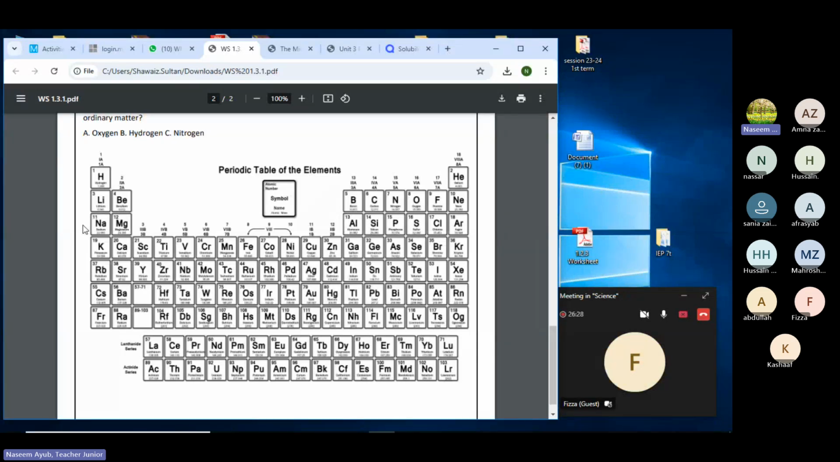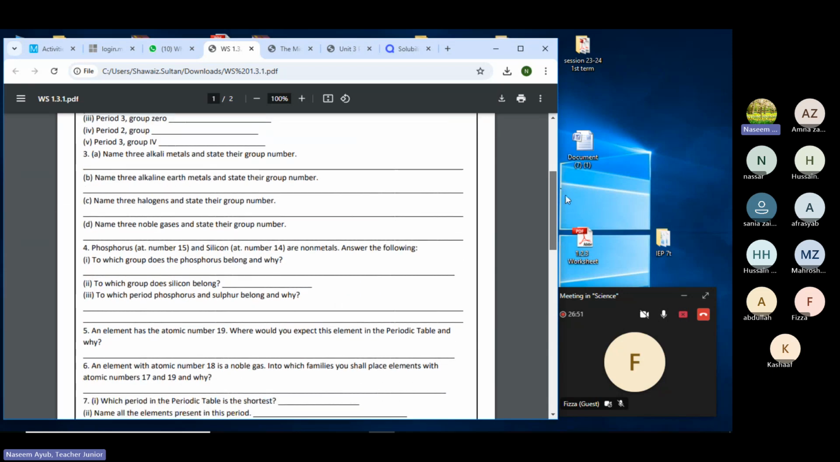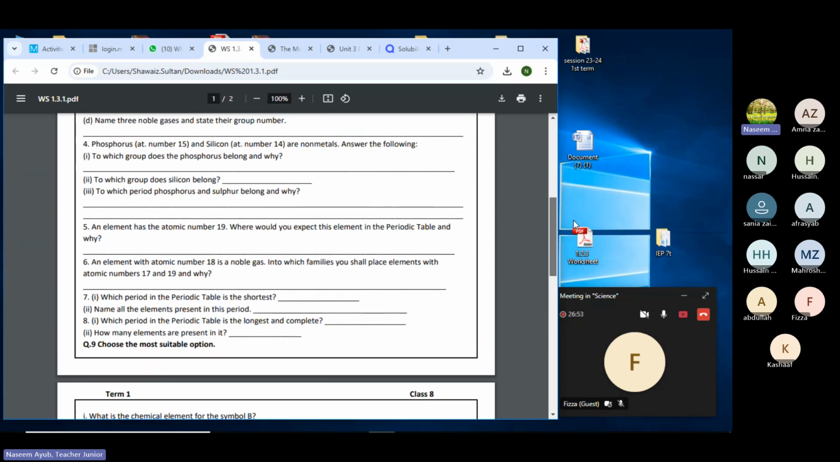But they both belong to the same period. Will you tell me why they are in the same period? Ma'am, because the number of shells is the same. Yes, good. They both have the same number of shells, 3 shells, as they both belong to period 3. Good. So I'm moving forward to the next question. We are done with 4.